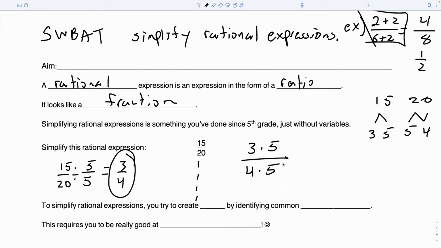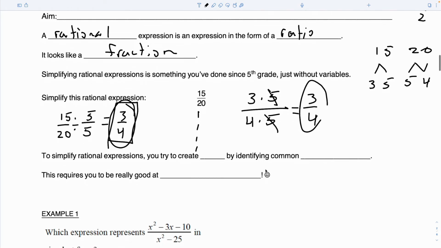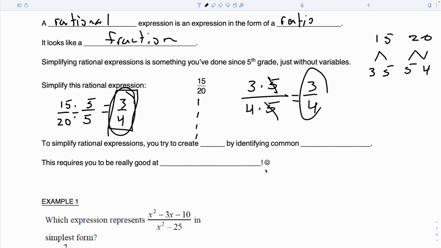Could I cancel or cross-cancel something that would give me the same answer as 3/4 in this method? Colby, what would I do? You cross out both 5s. Sure, we could cross out the 5s and put 3/4 as the answer. This method is never taught in 5th grade. It is behind the scenes what's actually happening when you divide by 5. But it doesn't really matter because it doesn't come into play until you hit your 8th grade year in algebra. When we're simplifying rational expressions, we're going to think about our expressions in this method, and I'll show you why in a second.